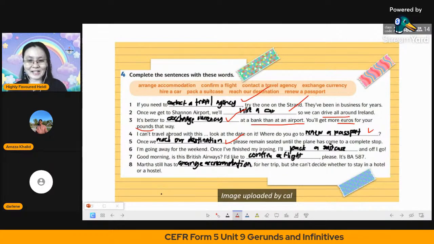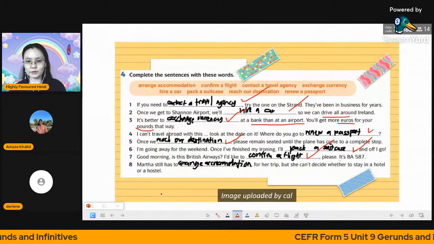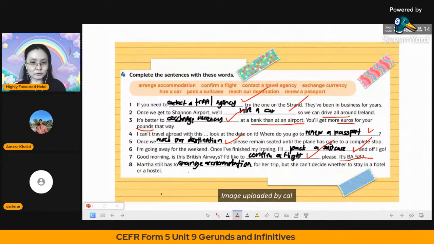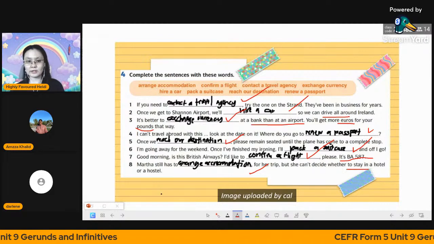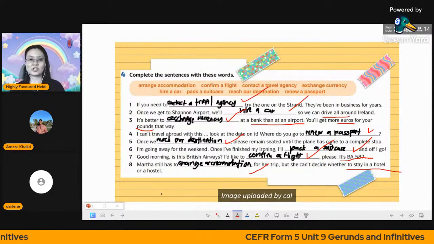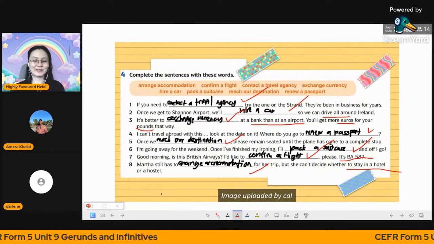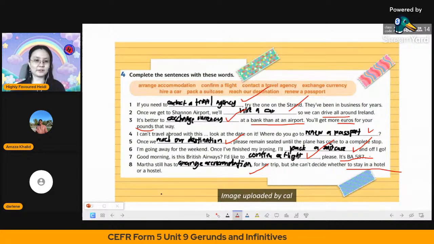Okay, so this one is ironing. Pack a suitcase, of course. Then when you give the code, the number, we confirm a flight. Malaysia will be MH something something. Martha still has to arrange accommodation, where to stay. Is it in a hotel, a hostel, a chalet? There are a lot of different types of staying. Over here in Sarawak, we have homestay. If you go to a place like Mulu, you can have homestay. Good. So Kelvin scored all correct.